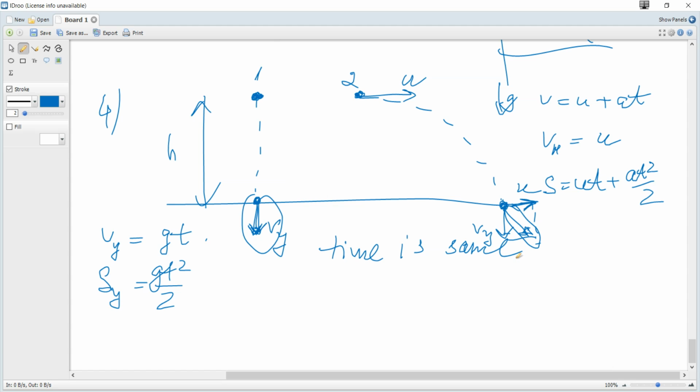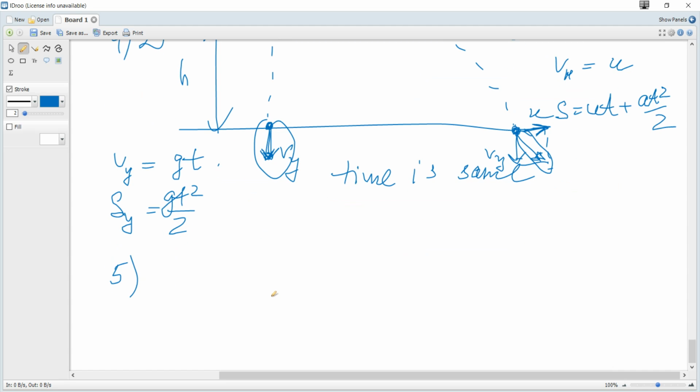B. The time taken to hit the ground is greater for ball 2. No, time is the same. C. The speed on impact with the ground is the same for both. No, because speed is the magnitude of the velocity, so the magnitude of this vector and the magnitude of this vector are different, so speeds are different. And D. The velocity on impact with the ground is greater for ball 2. Yes, it's correct, because the length of this vector is greater, so it's D.